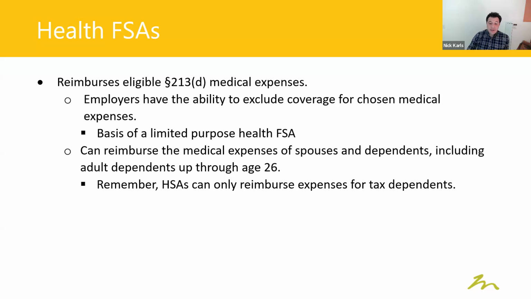It can also reimburse the medical expenses of spouses and dependents, including adult dependents up through age 26. And that is one of the differences between the FSA and the HSA. Remember, with the HSA, it had to be tax dependents, whereas an FSA can be for adult dependents up through age 26. We actually just had a conversation with an employee a little while ago where they're running into that issue. They're like, oh, my adult dependent that's on the plan is going to have some medical expenses coming up. I'm doing the HSA right now. I need to switch over to the FSA at the next open enrollment, don't I? And it's like, yes, you do. If you want to be able to use it for that dependent, if you want to use flex dollars, you want to go over to the FSA.